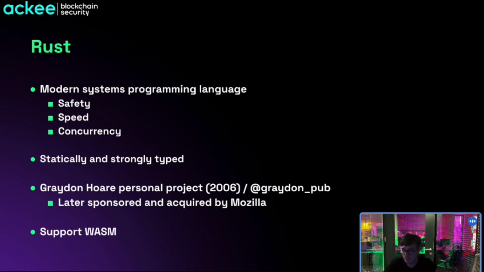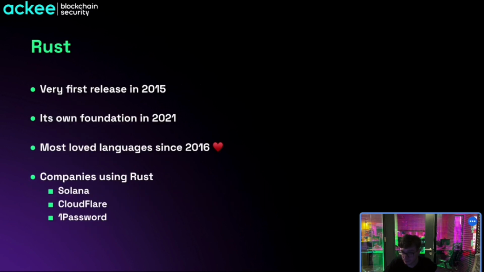It has a lot of popularity in systems programming, game engine development, and obviously in the blockchain ecosystem, starting with Solana and a lot of the new layer 1 blockchains popping up right now, like Aptos or Sui, that also support Rust as their main programming language for developing programs there.